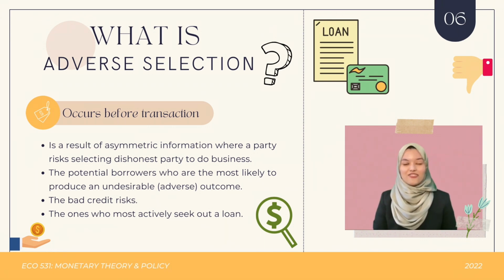It is a result of asymmetric information where a party risks selecting a dishonest party to do business with, for instance, people you would be better off avoiding. We are better off doing transactions with family members than with a stranger.